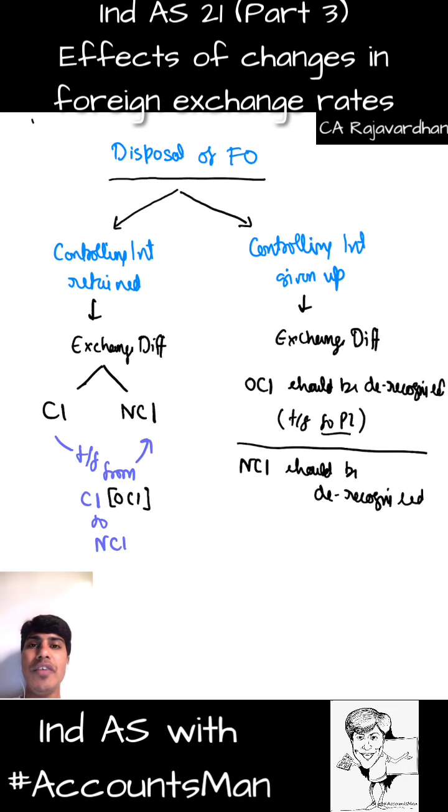Whenever there is disposal, we need to check whether the control is retained or control is given up. If the control is retained, to the extent the control is given up, that percentage of the exchange difference will be transferred from other comprehensive income to non-controlling interest. However, if the control is completely given up, the entire OCI exchange difference will be derecognized by transfer to P&L, and the entire exchange difference which was previously included in NCI will also be derecognized by transferring to P&L, because the control does not exist and the foreign operation is completely disposed.